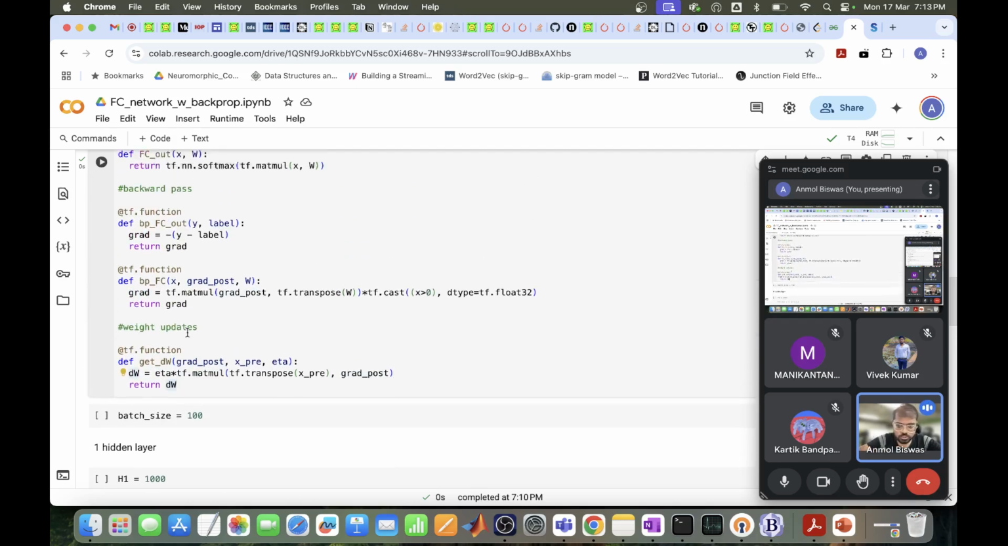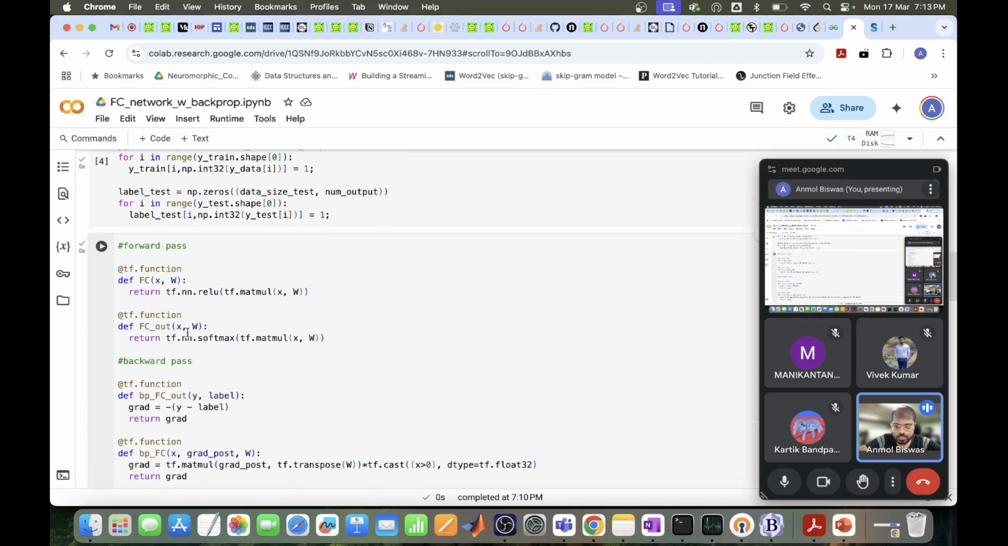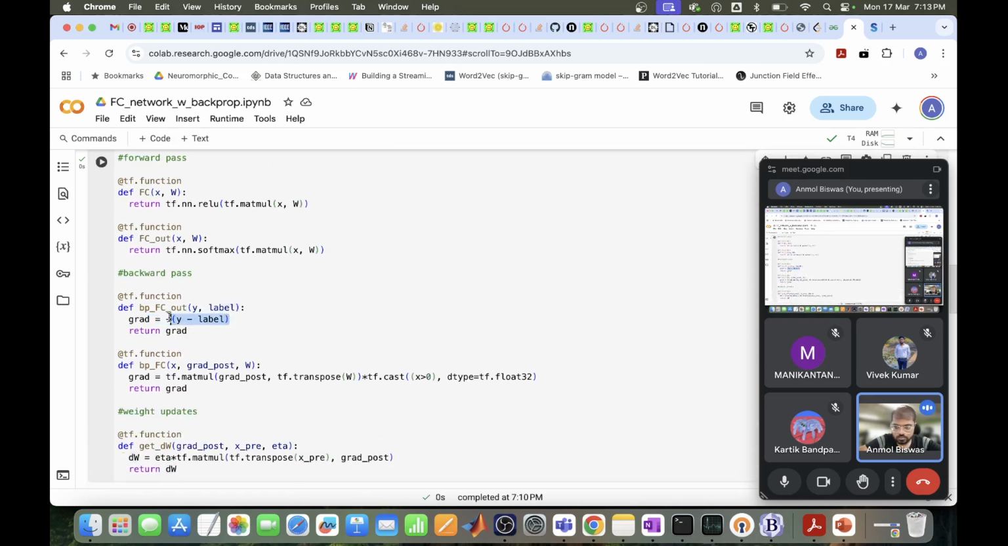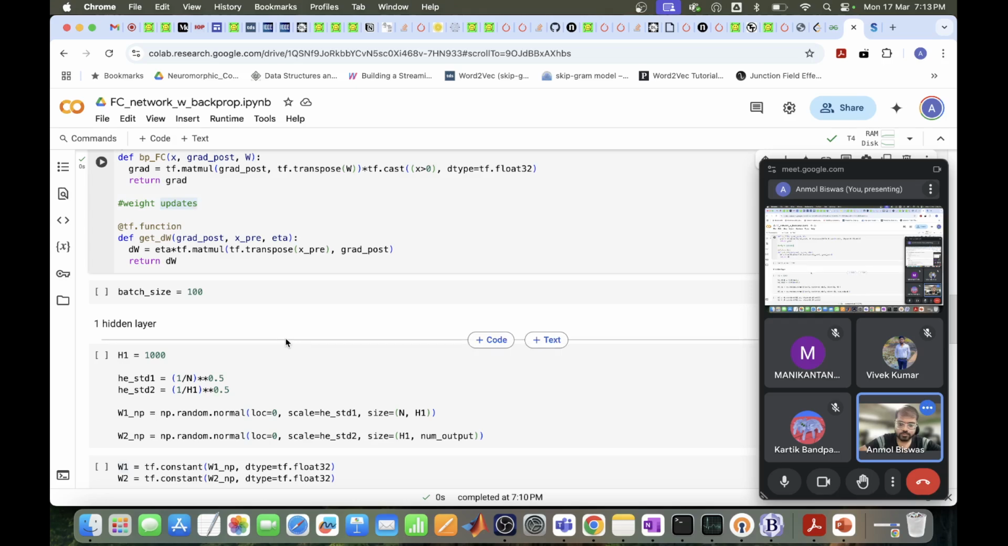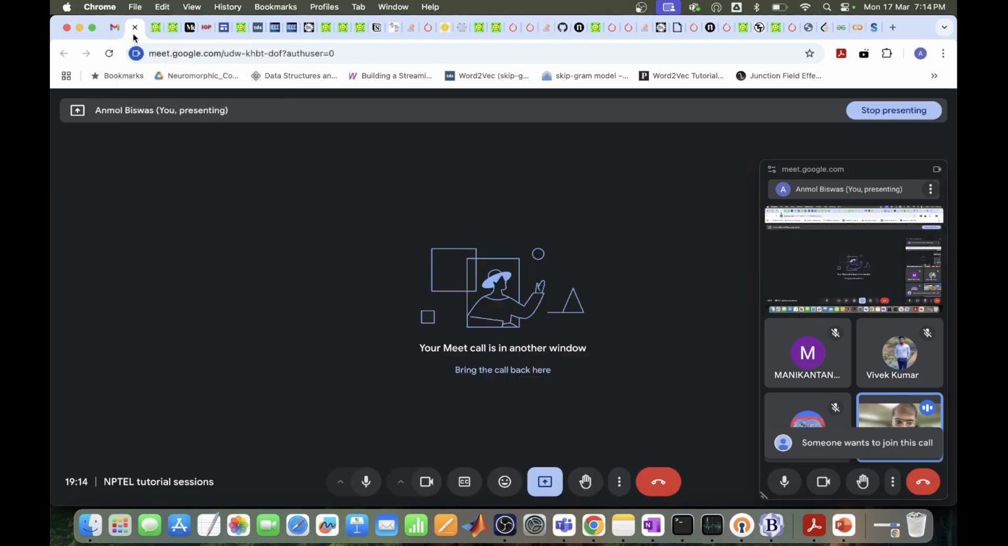An important thing to note here is that the negative sign we need for gradient descent, where we move in the negative direction of the gradient, is already taken care of. We have this minus of (y minus label) that takes care of that negative sign, so we no longer have to think about the negative. So here is the definition of a single hidden layer.